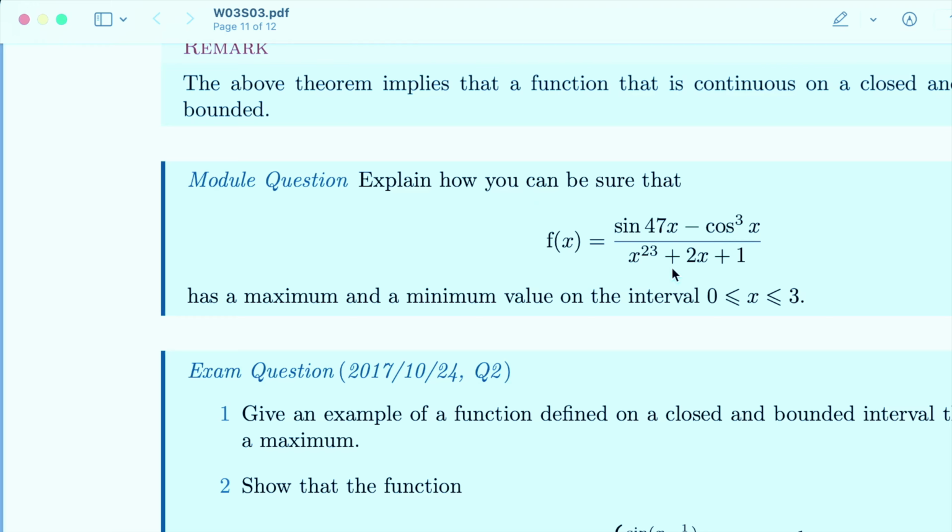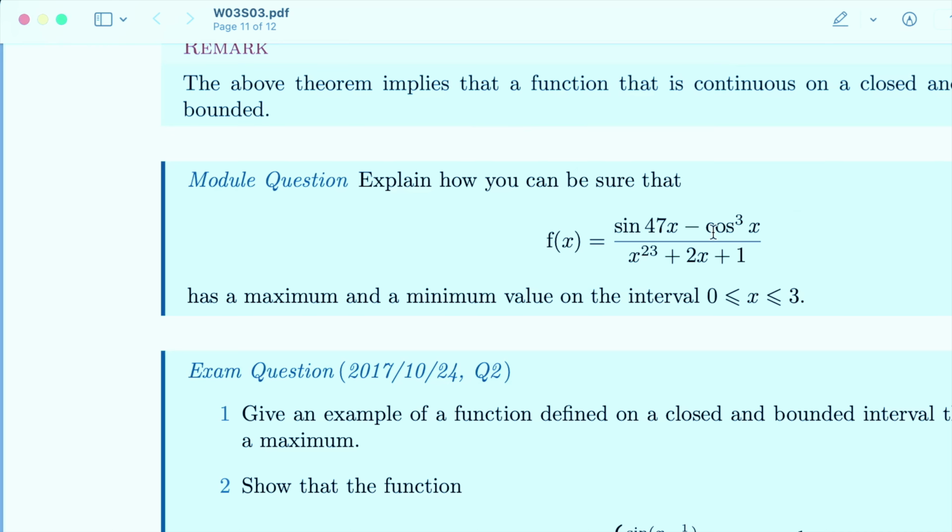I skip some parts, you read it yourself because that's very simple. There is a theorem that if I have two continuous functions, the subtraction, the addition, and the multiplication are all continuous. So for example, sine 47x is a continuous function. It's a sine function. And cosine x to the power 3 is also a continuous function. So this is the way you have to write in the exam. I say that this function and that function are continuous, and the difference between them, according to the theorem I skipped, is also continuous. So the numerator is continuous. The denominator is also a polynomial. A polynomial is always continuous. This is also guaranteed.